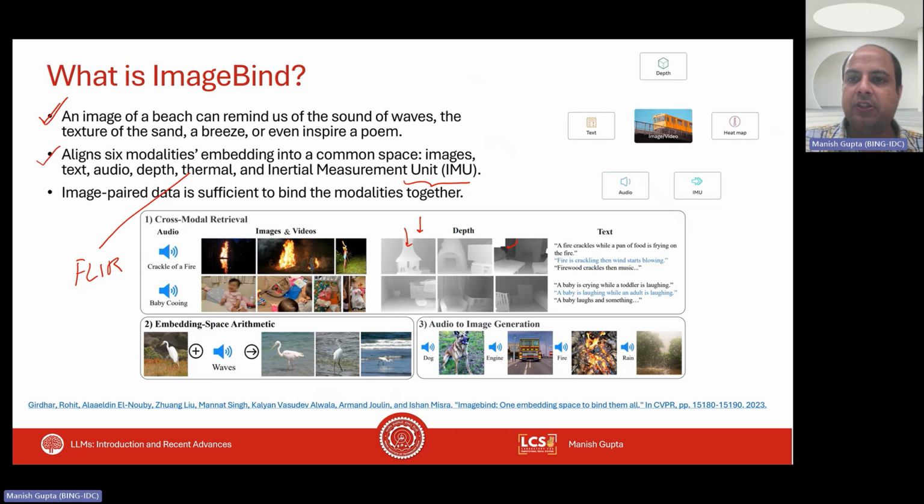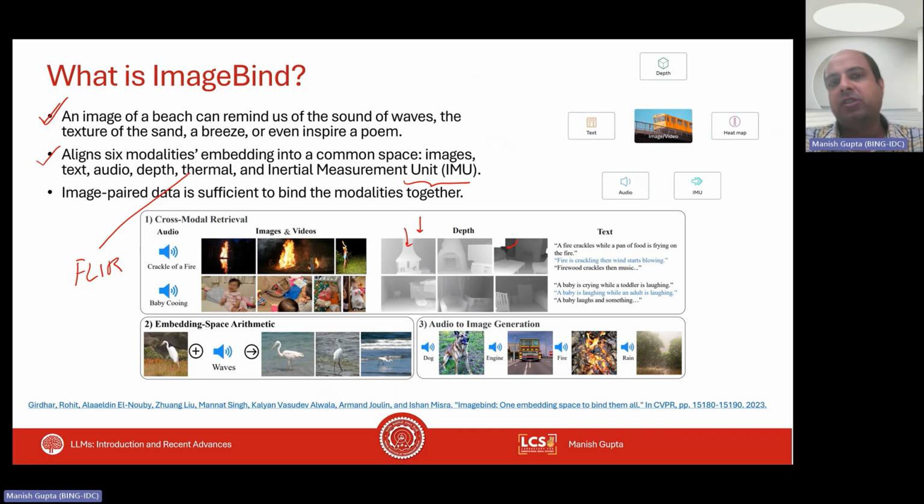That is also shown in this animation here. If you just get image-text, image-depth, image-heat map, image-audio, image-IMU pairs, maybe what you can do is solve this problem of not requiring pairwise data across all possible modalities. If there are six different modalities, you would require many different types of data: image-text data, image-audio data, text-audio data, text-IMU data, and so on. But maybe if you just go via images, you could solve this problem. And that's what ImageBind banks on.